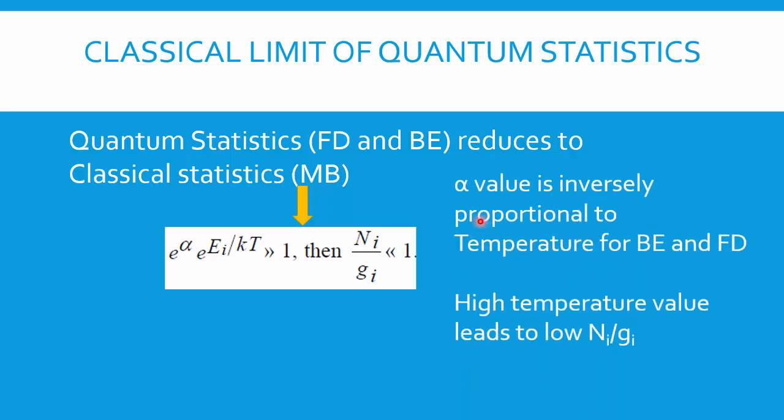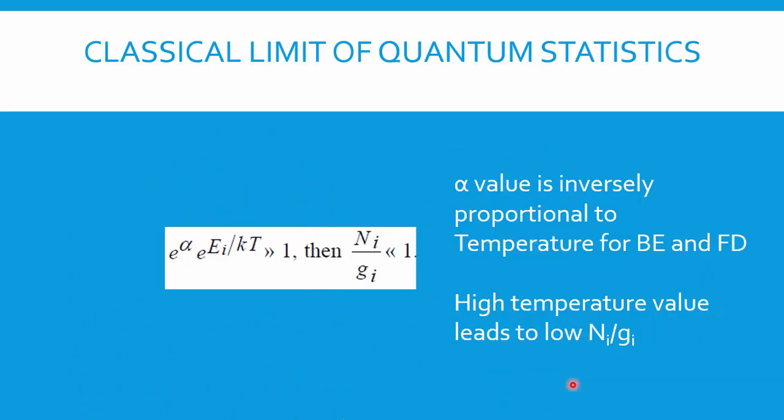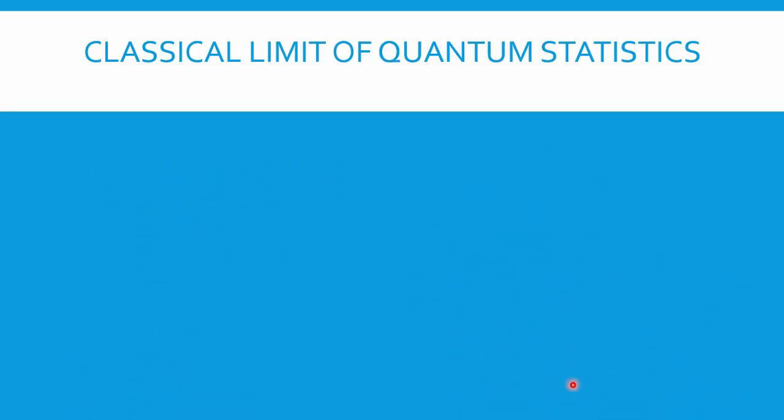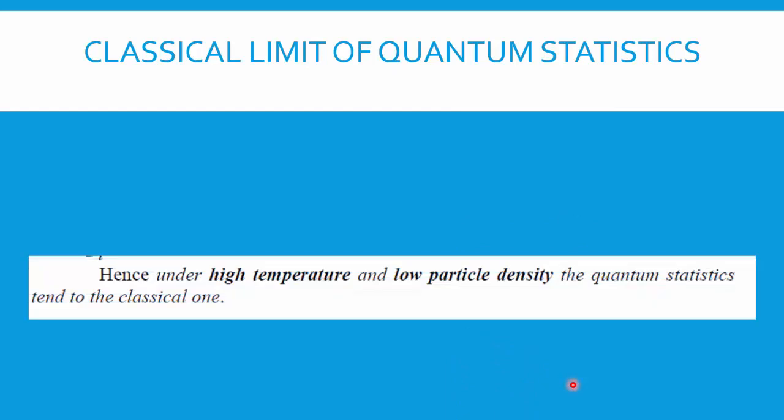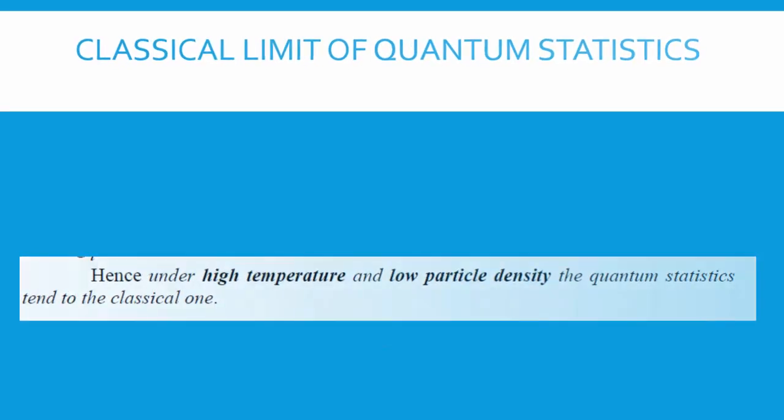So I repeat, as alpha is inversely proportional to temperature for BE and FD, a high temperature value leads to low number density, and low number density leads to MB statistics, classical statistics. So in one sentence, if I am asked under which physical condition FD or BE will lead to MB statistics, I would say that under high temperature and low particle density, the quantum statistics will lead to classical statistics.